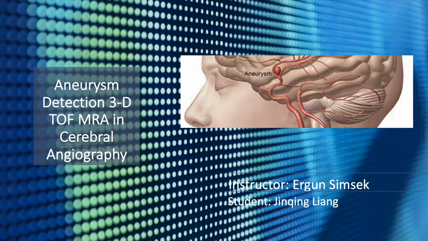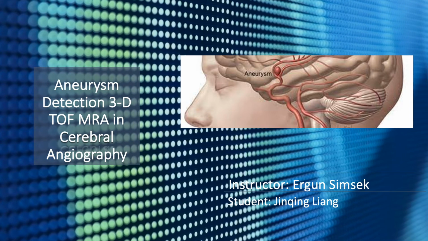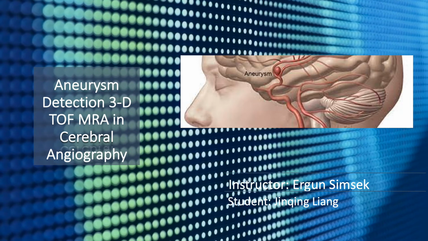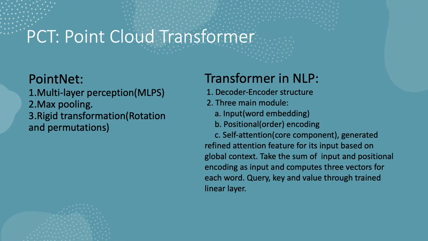Here I will continue to talk about my capstone project, brain aneurysm detection using a 3D cerebral angiography dataset. I have used PointNet to conduct aneurysm detection. Here I used a transformer for aneurysm detection and would like to see if the performance can be improved.